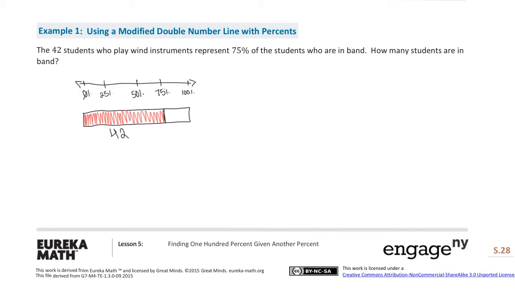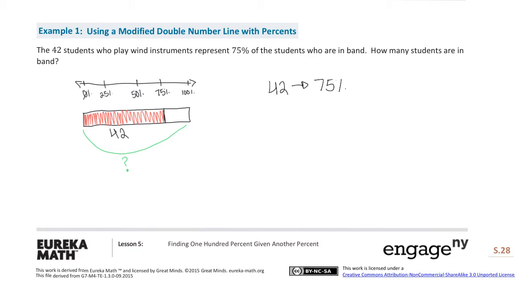Now what we're trying to figure out is our whole band students. So we want to figure out from 0% to 100% how many band students that is. I know that the 42 band students who play wind instruments are 75%. And now I need to get this 75 to 100%. Now we're going to have to get a little creative of this. When we think about multiples, what is a multiple that 75 and 100 share? Well, that's going to be 25.